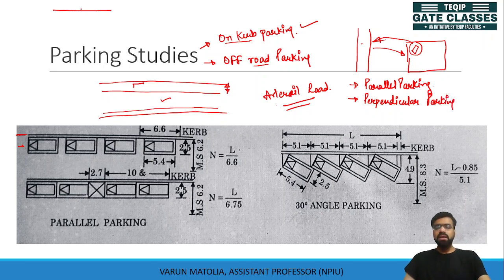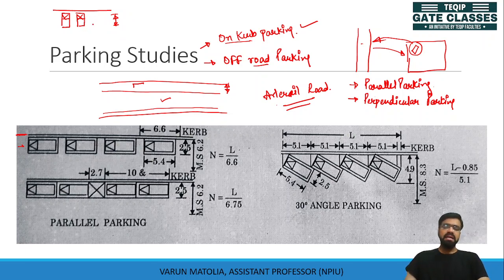Perpendicular parking. Look, if this is the roadside and I park my vehicle in this way, my vehicle is facing the roadside, so I am utilizing a space equal to the vehicle length on my curb. So this type of arrangement is known as perpendicular parking.